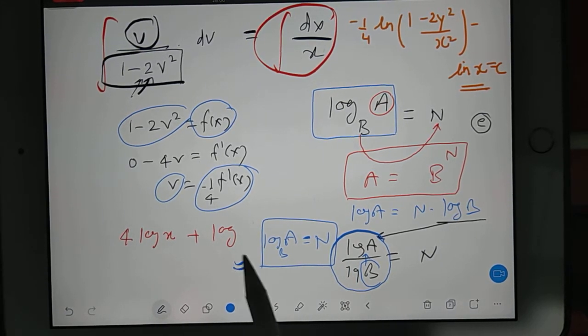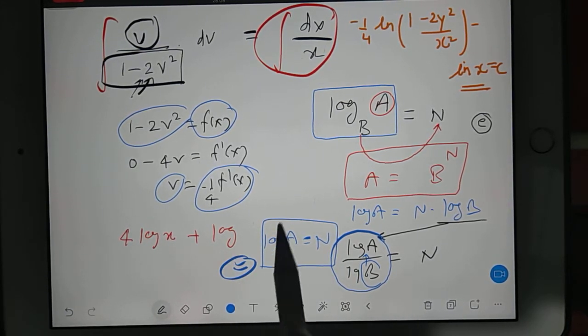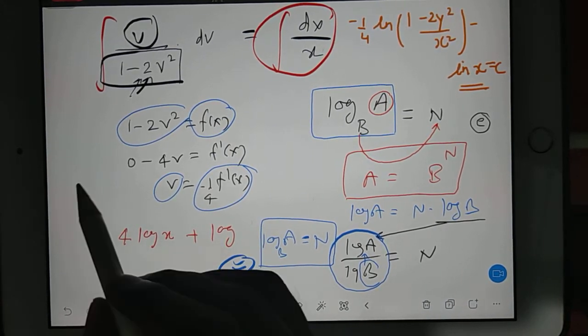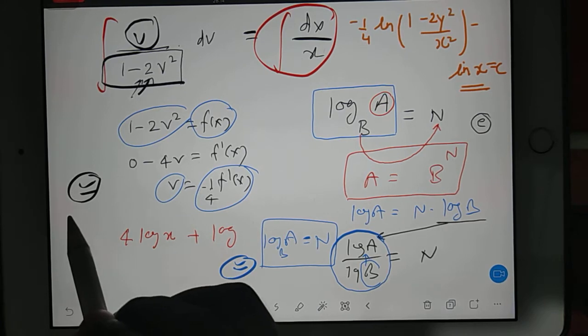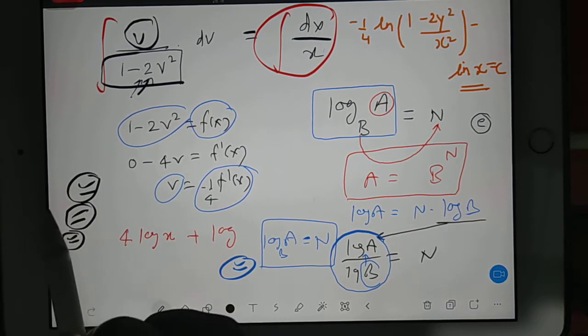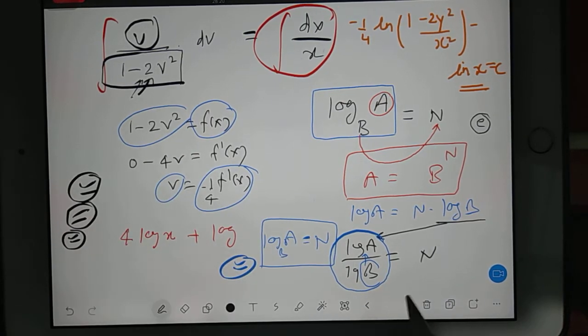Any day I will explain all the log properties in one go, because anyway your numerical ability classes are not going nowadays, because continuously I'm taking engineering mathematics. So in numerical ability I have to teach log properly, so there I will teach log properly.